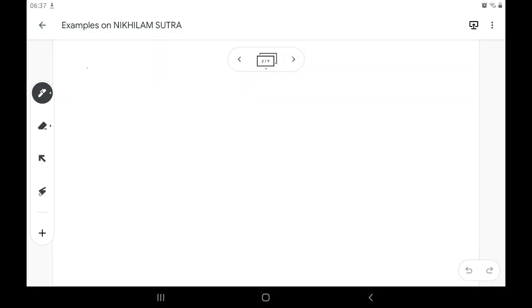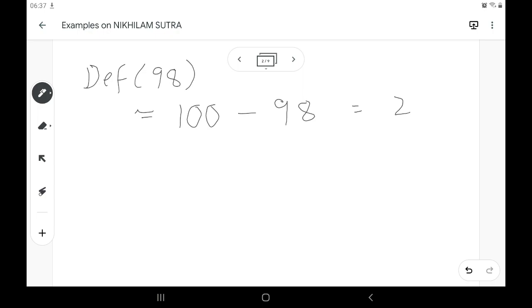So let's calculate the deficiency of 98. Deficiency, also denoted by def, of the divisor, which is 98 in this case, will be equal to the power of 10 close to the divisor, that's 100, minus the divisor, which is 98. That will be equal to 2. But there is an important condition that must be satisfied while calculating the deficiency of the divisor. The condition is the number of digits of the deficiency should always be equal to the number of digits of the divisor. So in this case, you just add a 0 in front of 2 to satisfy the condition.